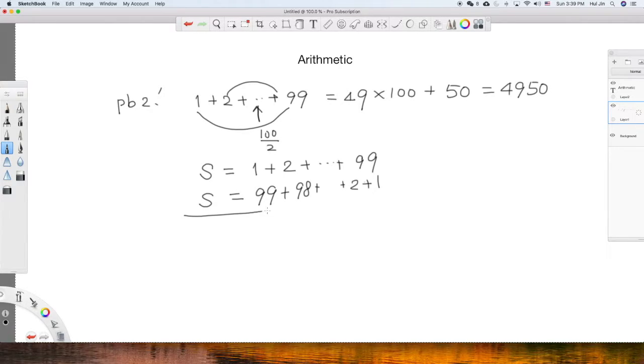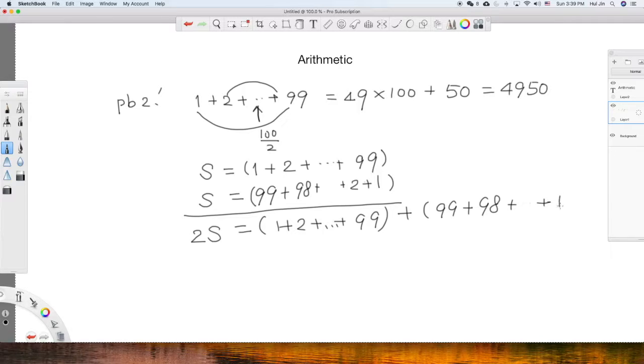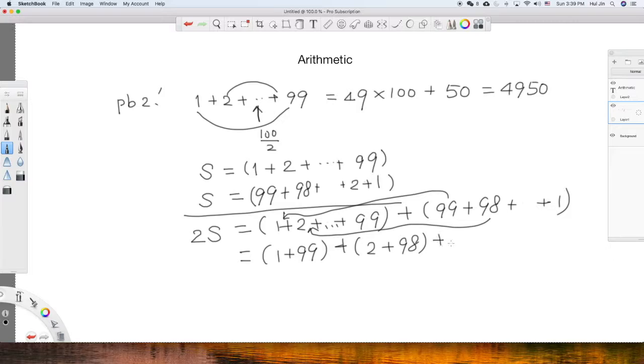Now, I'm adding those two things together. I'm calling it 2S because I'm just taking this whole thing and adding this whole thing. Okay? Equals 1 plus 2 plus 99, in between, plus 99 plus 98 plus 1. All right? And using the commutative property and the associative property, this equals 1 plus 99, because I'm moving the 99 to the second term, and then plus 2 plus 98, the 98 goes to the fourth term, and all the way to 99 plus 1, which is basically the last two terms adding up. And this equals 100 times, because each parentheses adds up to 100.